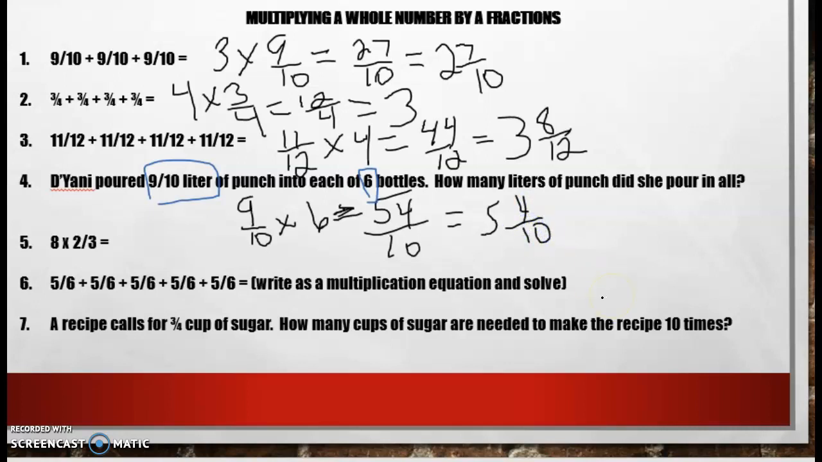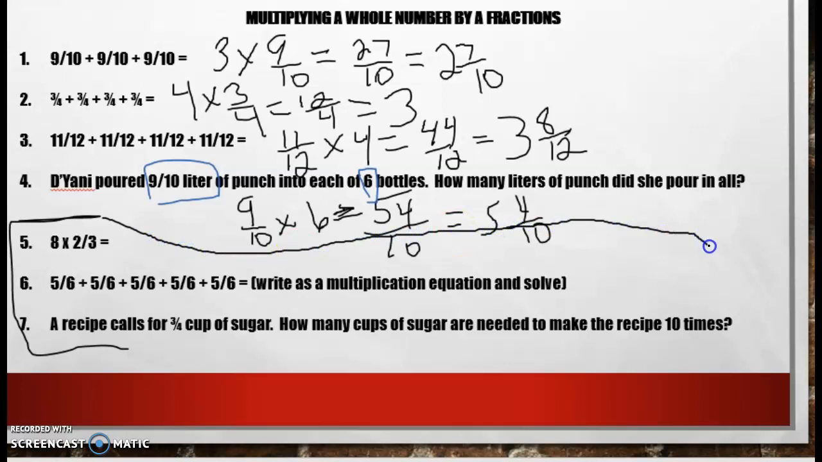So now you've got these 3 questions right here. These are on your own. These are independent. And then we will go over them when it is time for our class meeting. Make sure that you are writing them down and you're ready to go over the answers.